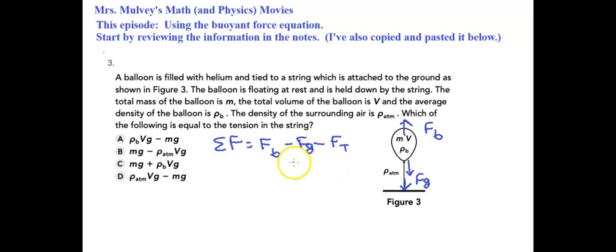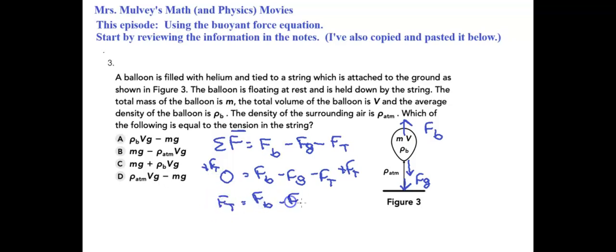Now remember, this is at rest, and at rest means the sum of the forces is 0. And so I have 0 equals the buoyant force minus the force of gravity minus the force of tension. So I want to know what tension is equal to, so I'm going to solve for tension. That's pretty easy to do. I'm just going to add F sub T onto both sides. And so I get the force of tension is equal to the buoyant force minus the force of gravity. From there, it's just a matter of filling in my buoyant force and my force of gravity.